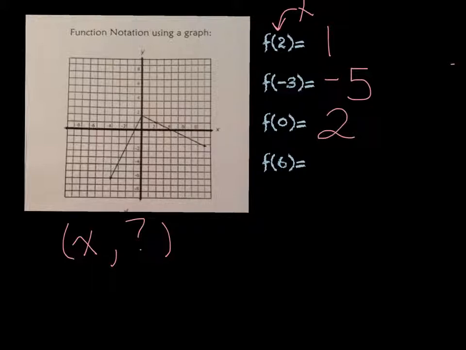Now f of 6. This time my x value is 6, so I'm going to go to 6, and now I need to see where that meets my graph. This time I have to go down 1, so here my y value would be negative 1. Now if it helps you, as an aid for each of those, like the first one, f of 2, we went to 2, you could actually put a point there, mark that ordered pair (2, 1), and then just know that your answer is going to be the y.